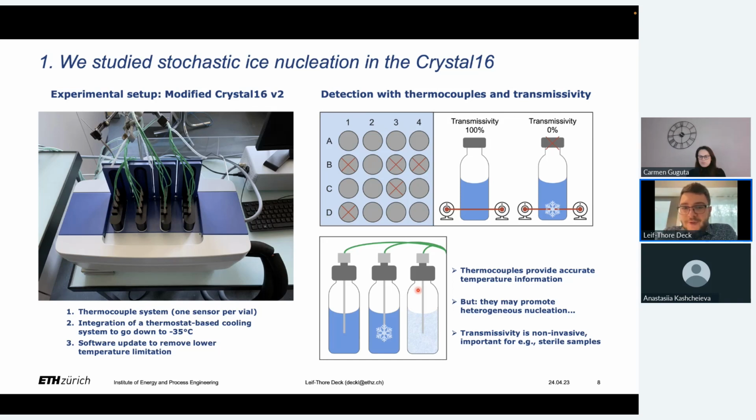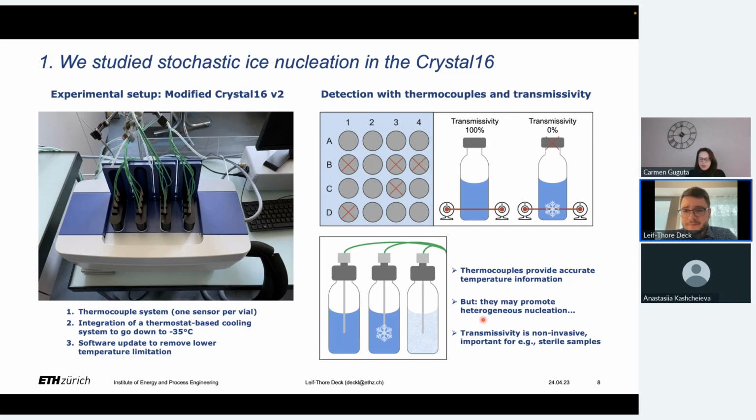Now, the question is, which one of the two methods should we use? In principle, thermocouples provide more accurate temperature information. So we use them a lot, and this is also the focus of today's presentation. But I have to highlight that thermocouples come with one big disadvantage. They may actually promote heterogeneous nucleation, because in order to immerse them into the vial, we have to open the vial, which means dust particles can enter. And of course, we also have to add the thermocouple, and the thermocouple itself provides a surface which may promote nucleation.